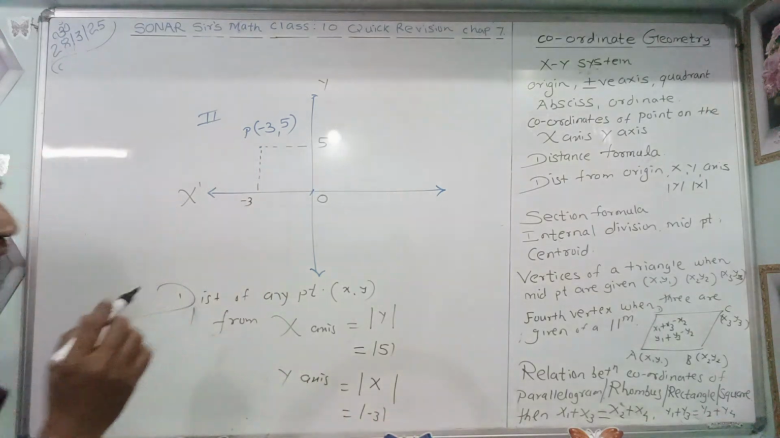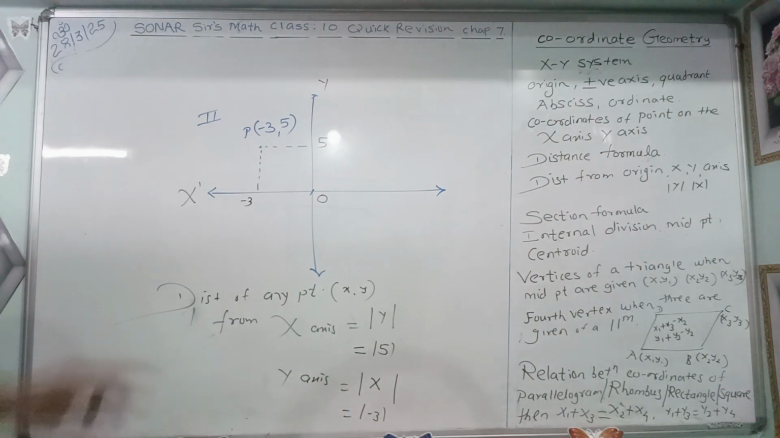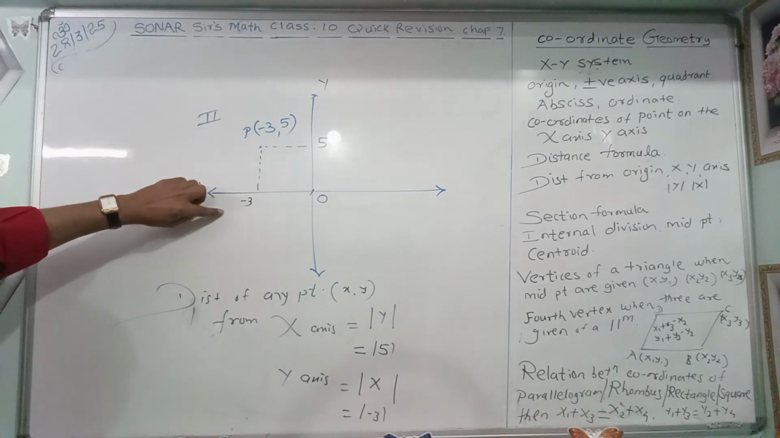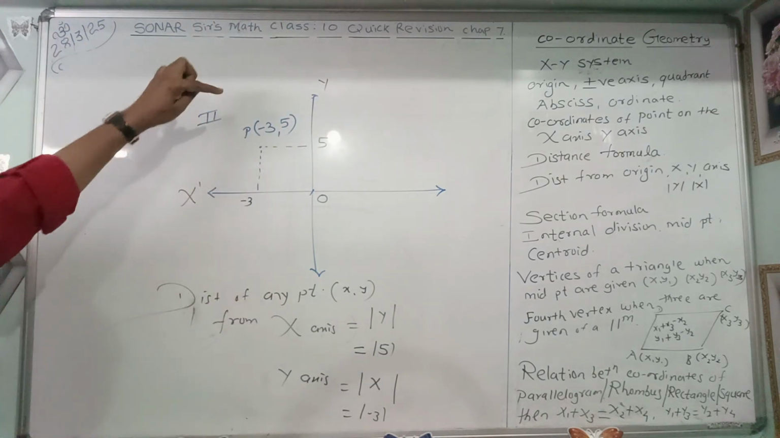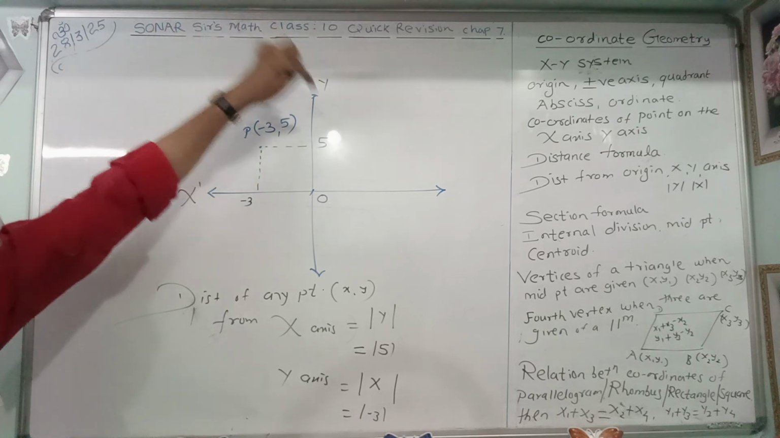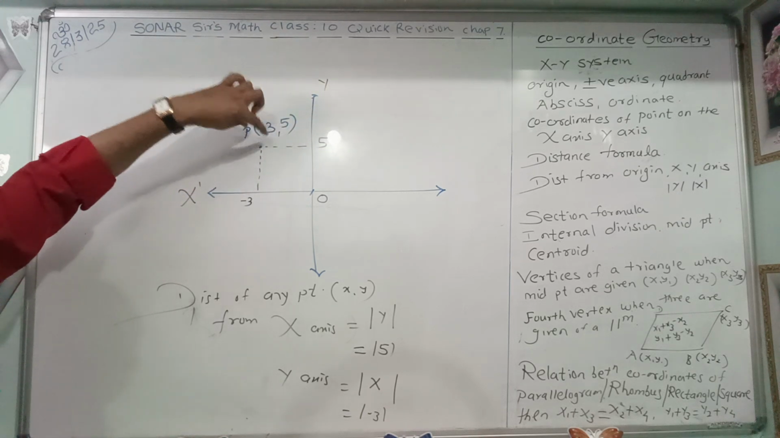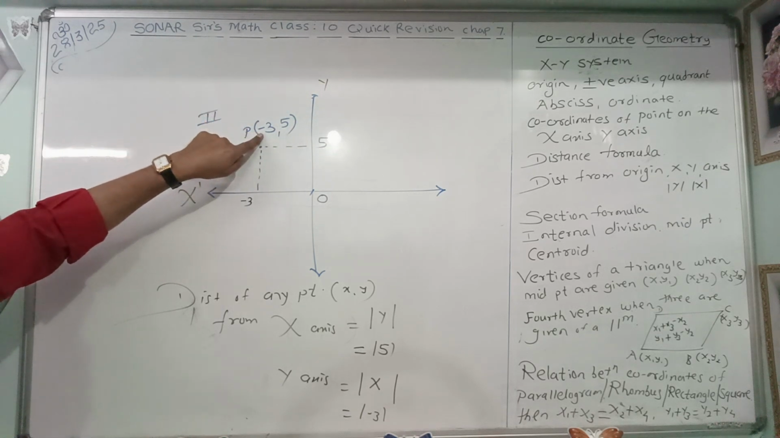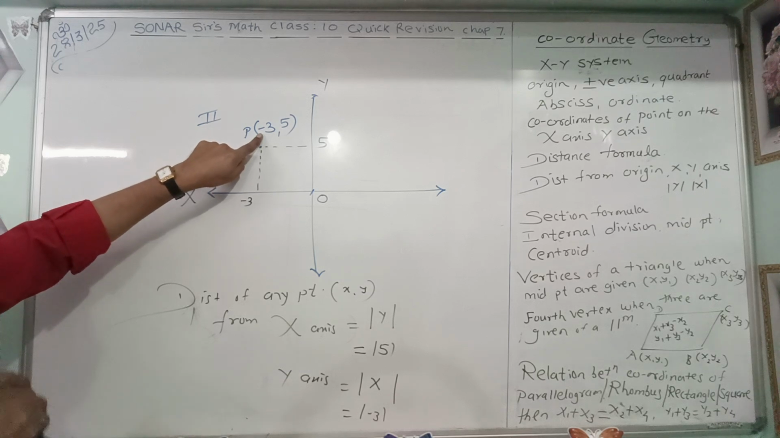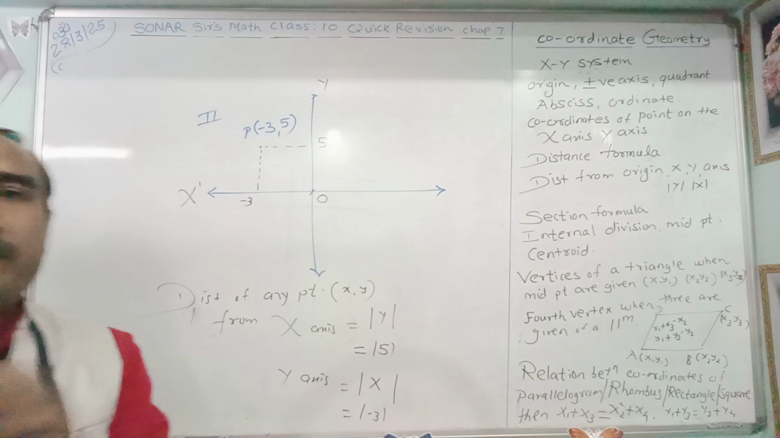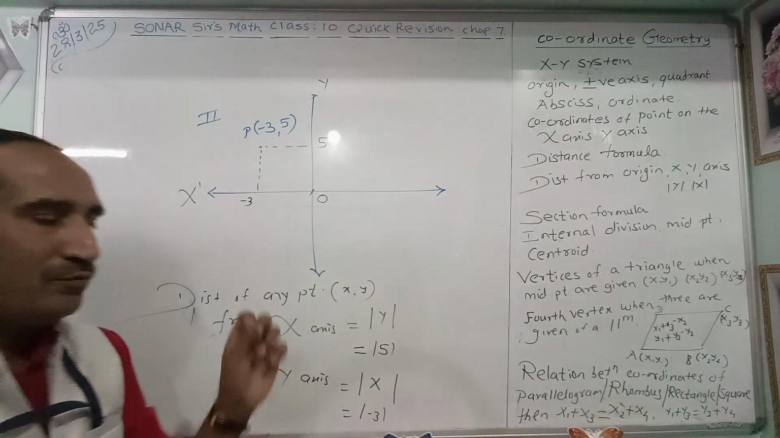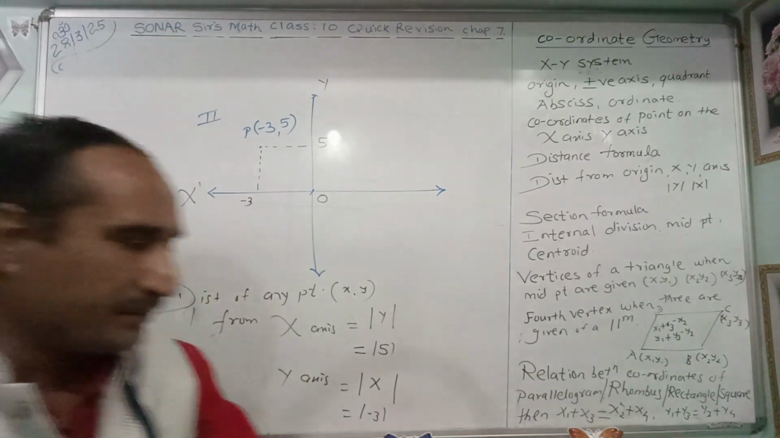Therefore, the distance of the point P from the x-axis is the y-coordinate, that is 5. The distance of point P from the y-axis, that is the x-coordinate, but it should always be in a mod value, that is positive, so 3 units. So this is a very, very important concept, useful for solving MCQs.